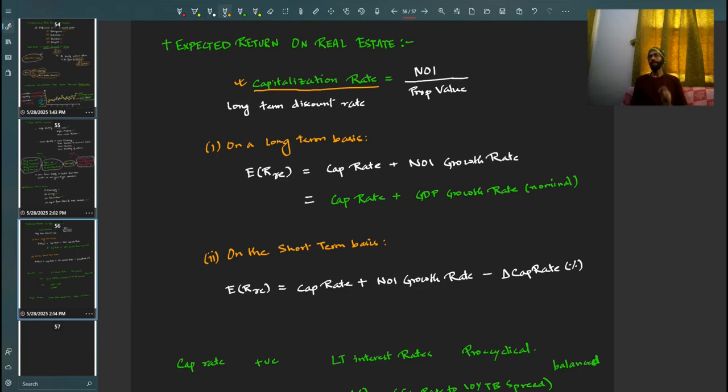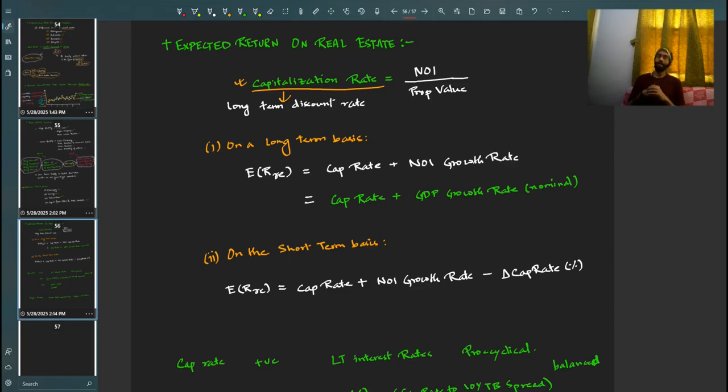How is this measured? It is measured as the ratio of the net operating income divided by the property value. And this capitalization rate behaves very much like the long-term interest rates, or like the long-term discount rate in effect. So the capitalization rate, once again, is the ratio of the net operating income divided by the property value, the market value of the property.